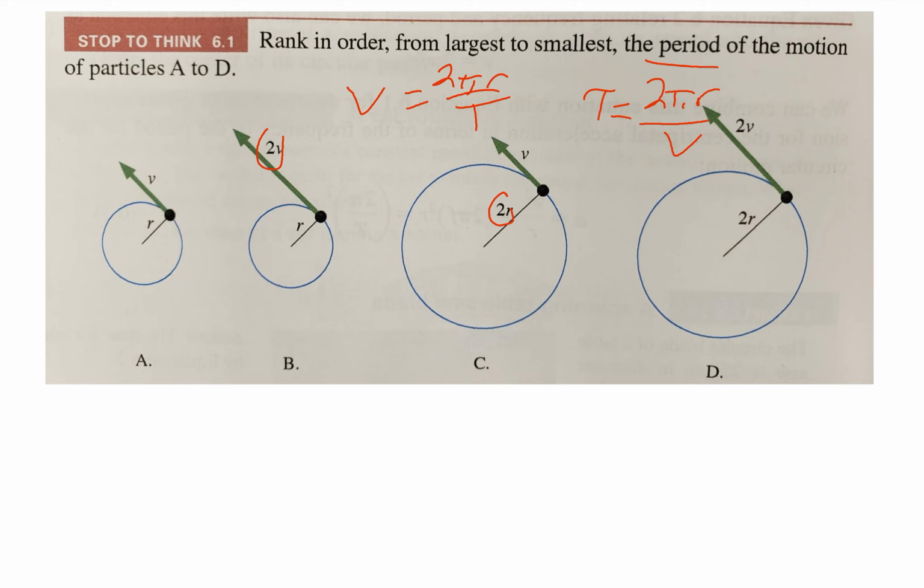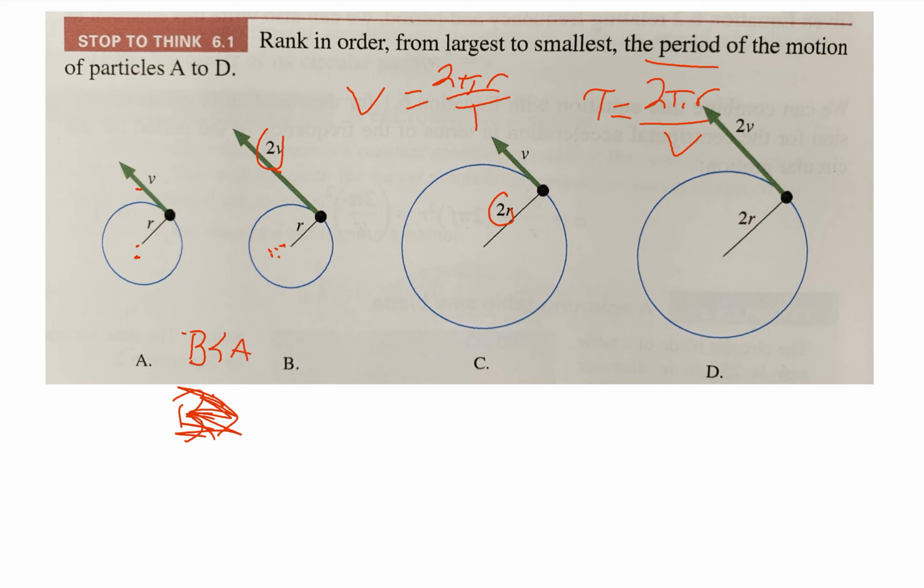So if we're ranking from largest to smallest, the period, we're saying which one goes around the circle the fastest. Okay, so I want to go around the fastest. If I have double the velocity compared to single velocity, compared to the same radius, B will go around the circle faster than A, right? So B has a smaller period than A. Let me make sure I'm doing this right. So B is a smaller period than A.